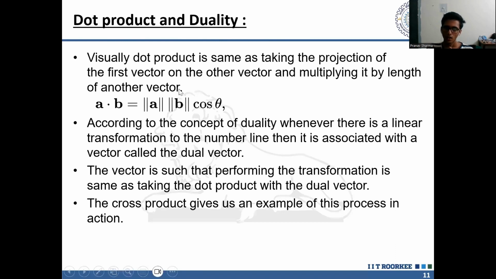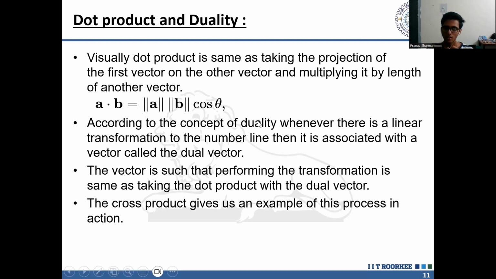Now, what is duality? According to the concept of duality, whenever there is a linear transformation to the number line, then it is associated with a vector called a dual vector. So, let's say we have a transformation which squishes the dimension to 1D. Let's say it transforms the 2D vector space into the number line.